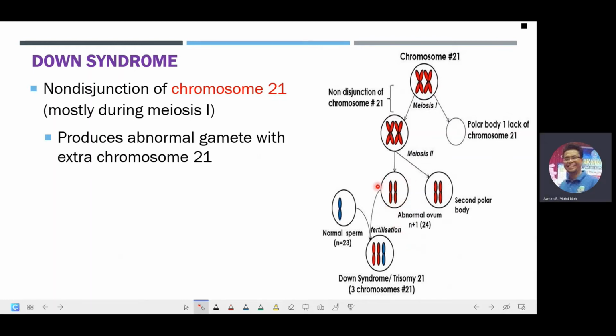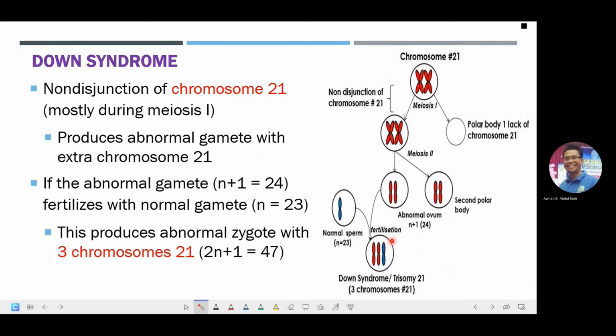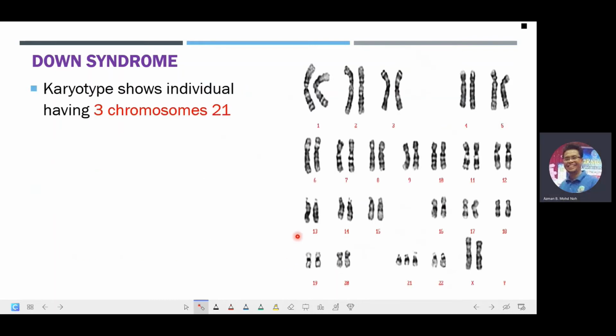This abnormal ovum with 2 copies of chromosome 21 will be fertilized by a normal sperm having only 1 copy of chromosome 21, and as a result, an abnormal zygote will be produced, having 3 copies of chromosome number 21. This zygote will then develop and grow to become an individual with 47 chromosomes altogether, and the individual will be showing the Down syndrome.